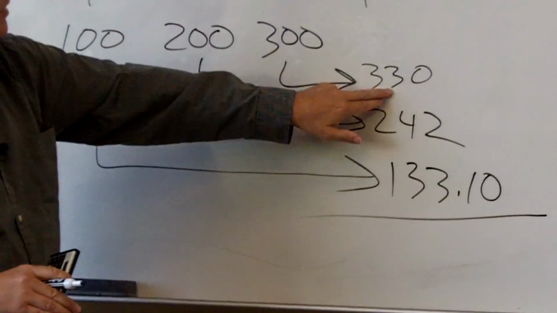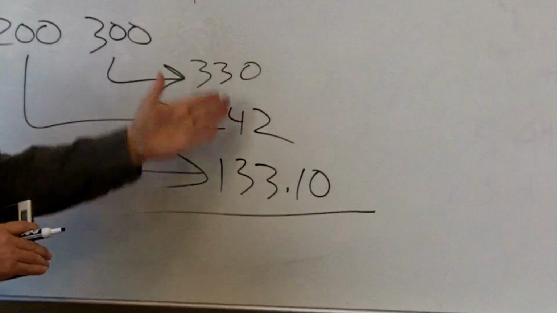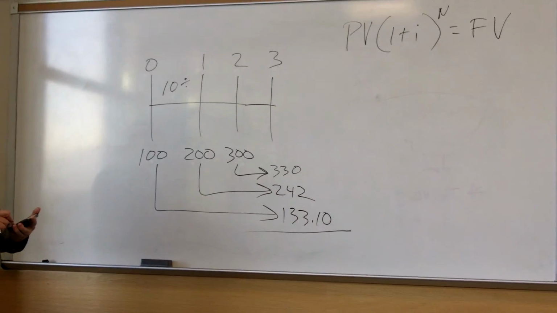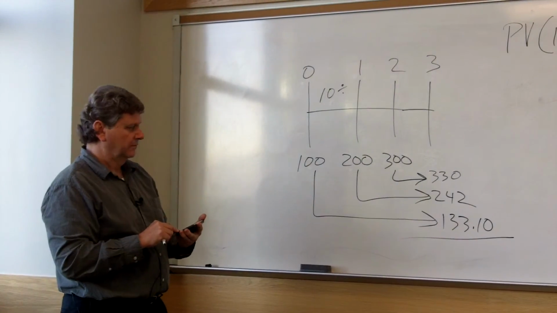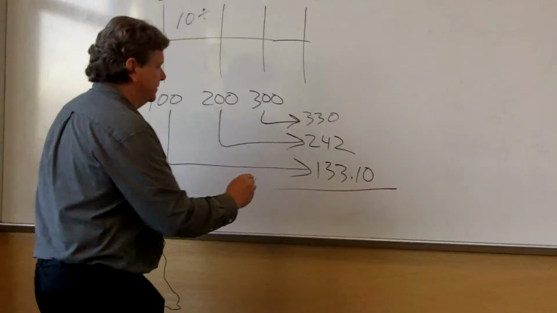So how much are you going to have? The 300 grows to 330. The 200 grows to 242. The 100 grows to 133.10. Add them up. That's how much you're going to have in your account. And I get 705.10.